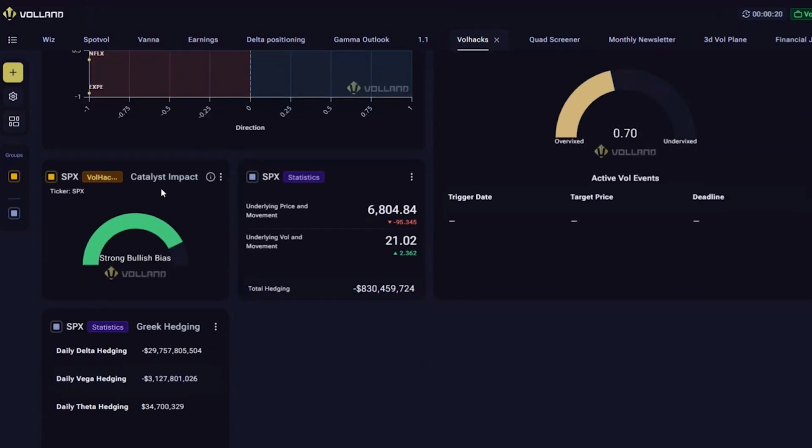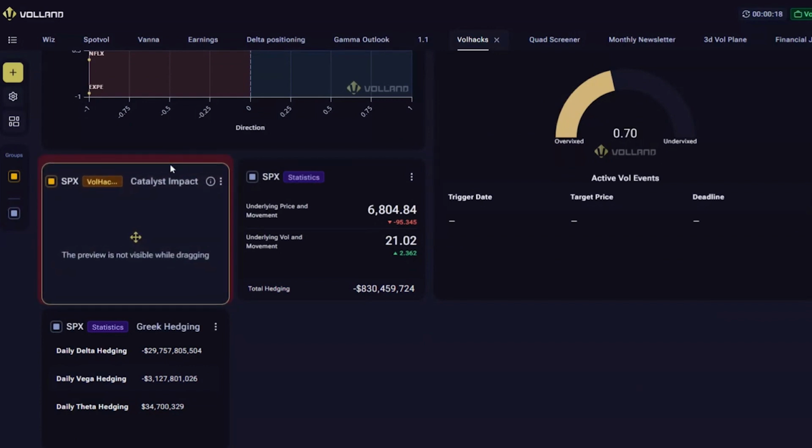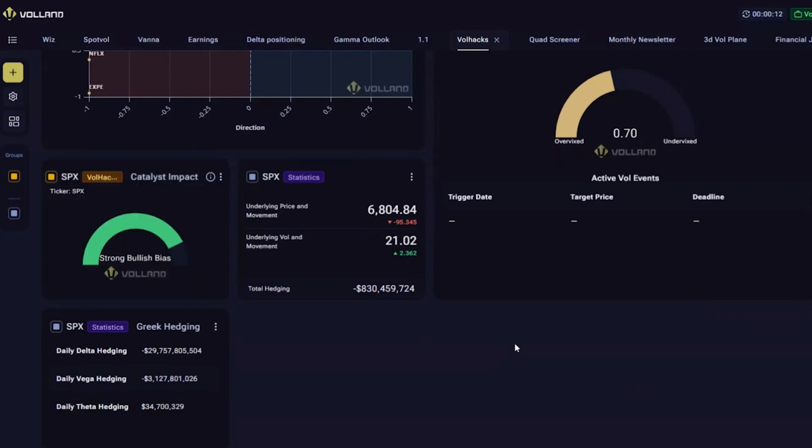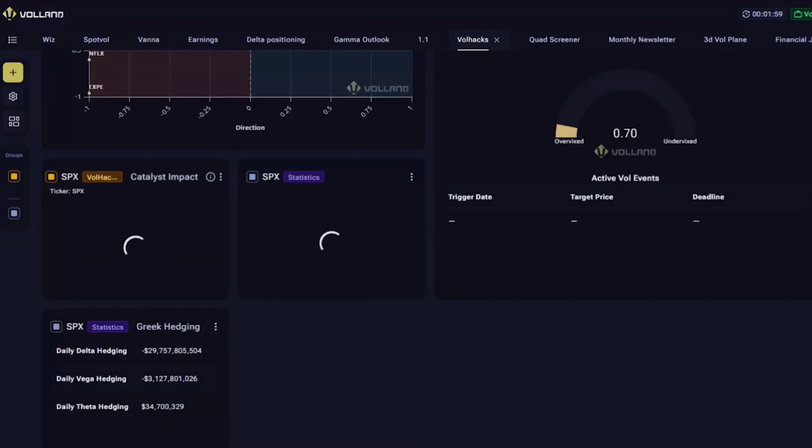The next VolHack widget is the Catalyst Impact widget. This widget uses gamma and vanna to determine the return to risk of two equal but opposite catalysts at this moment. There are 5 different levels: strong and weak bearish bias, strong and weak bullish bias, and neutral.